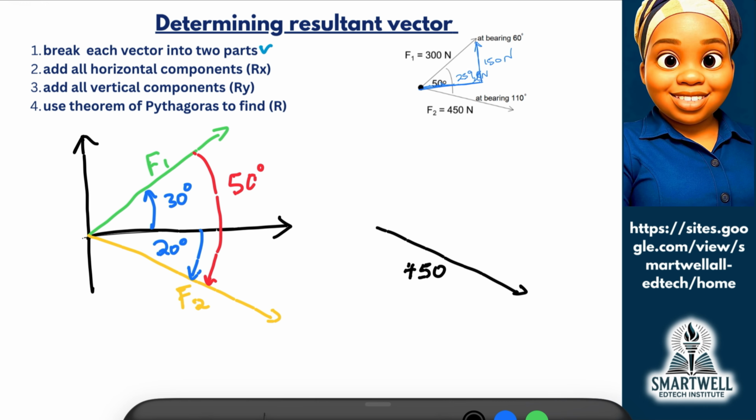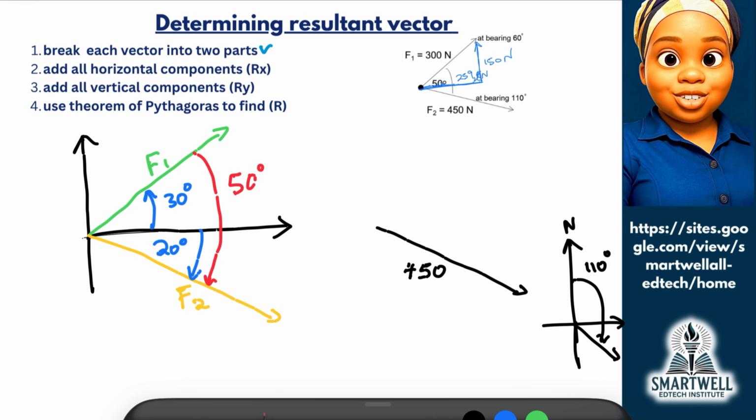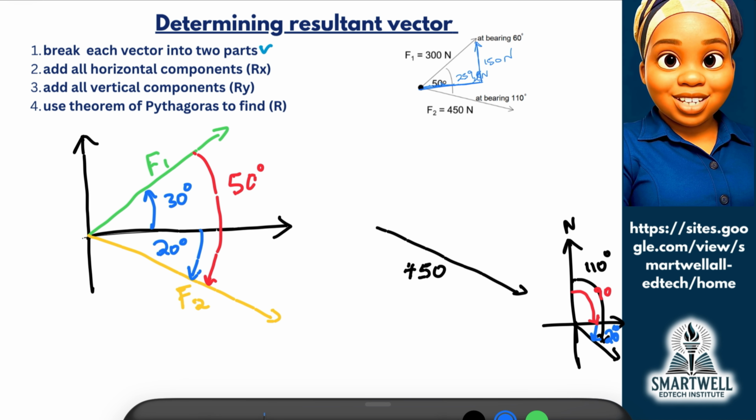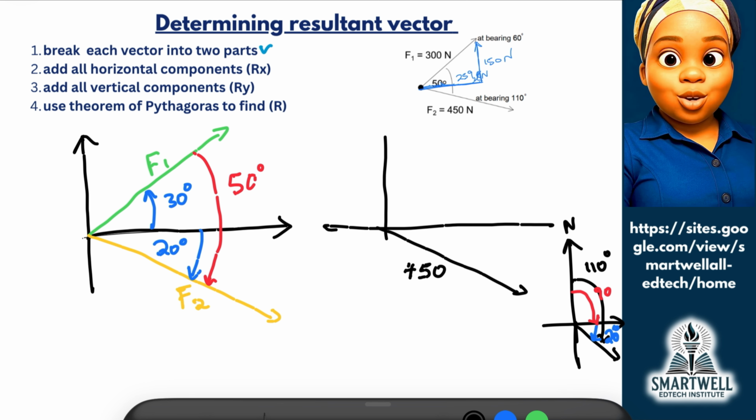We are given that this force is at a bearing of 110 degrees. Since the angle from the vertical axis to the horizontal axis is 90 degrees, subtracting 90 degrees from 110 degrees gives 20 degrees. So in either way, we get 20 degrees as the angle from the axis to the F2 force. Now we will follow the same procedure to calculate the x component and the y component of F2.